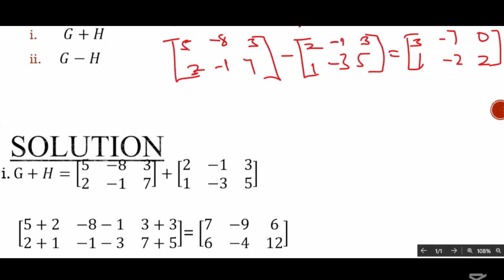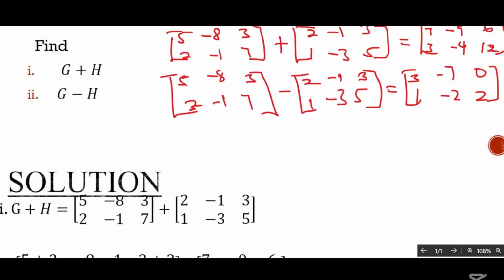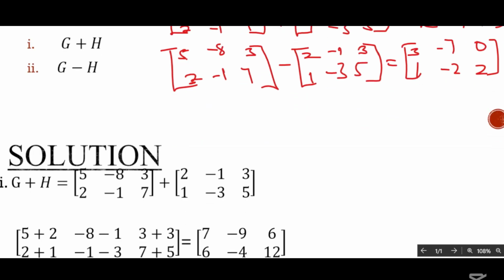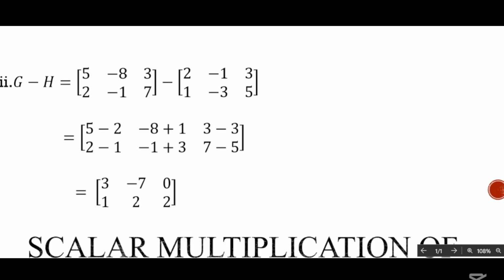Now let's check their solutions. As I said earlier on, this is the solution for the first one. As usual, that is exactly what we have here. And this too, the same thing that we have for the second one. Subtracting corresponding elements, as I said, we have 2 from 5, which is 3. And then negative 1 from negative 8, where negative times negative is positive, so we are going to get negative 7.